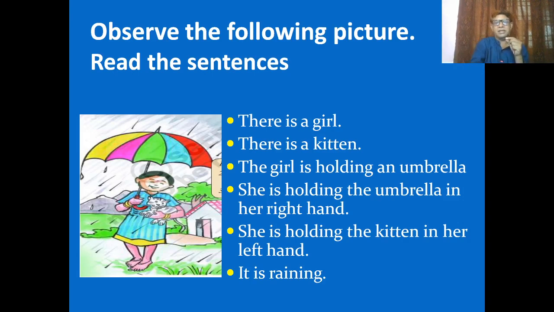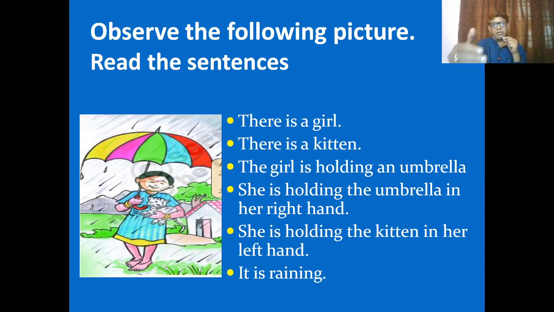so that we can frame simple sentences like this. See, when we observe this picture, normally sentences like a boy, a girl, a kitten, an umbrella, raining. So here all the words are used in the form of sentences. A girl is holding an umbrella in her right hand. Similarly, in the next sentence, she is holding the umbrella in her right hand.